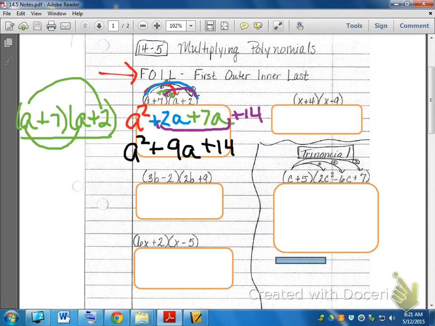That's written in what's called standard form, where you start with the highest exponent and then decrease till you get to just the plain constant term by itself at the end.